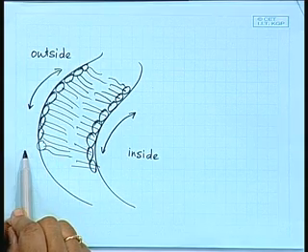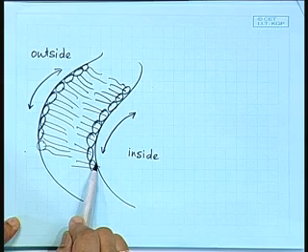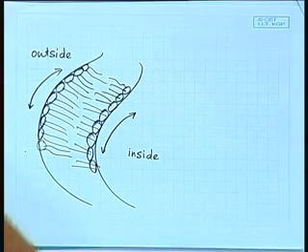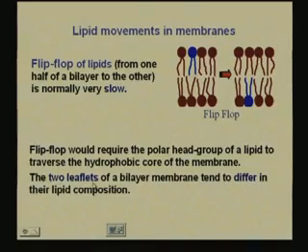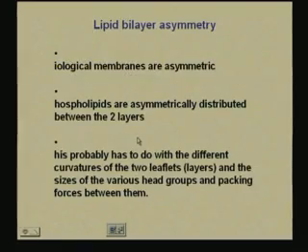where the types of lipids on the outer surface are not the same as the types of lipids in the inner surface. Okay? That is what we mean by saying that the two leaflets of the bilayer membrane differ in their lipid composition. They have to differ in the lipid composition because their curvature is different. So, we have the lipid bilayer asymmetry. The biological membranes are asymmetric.